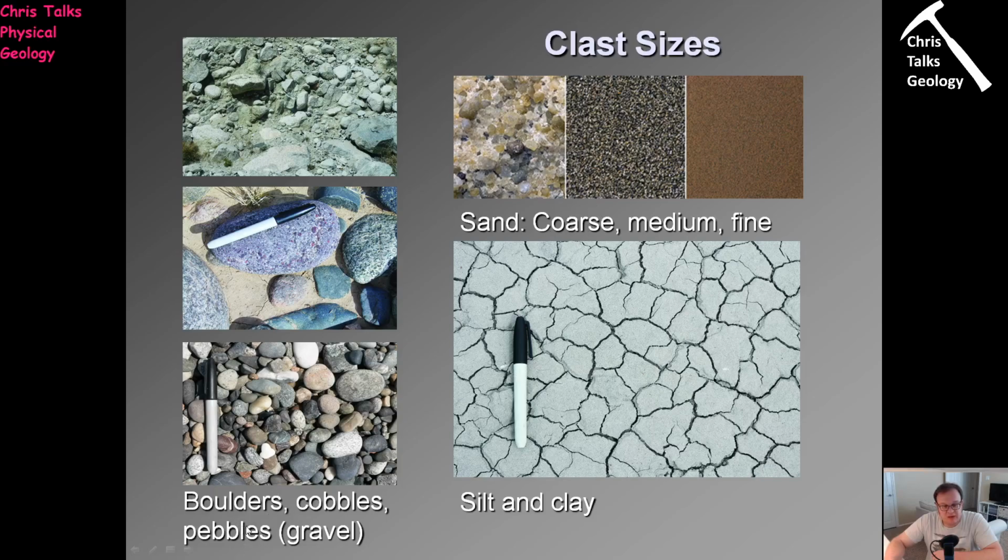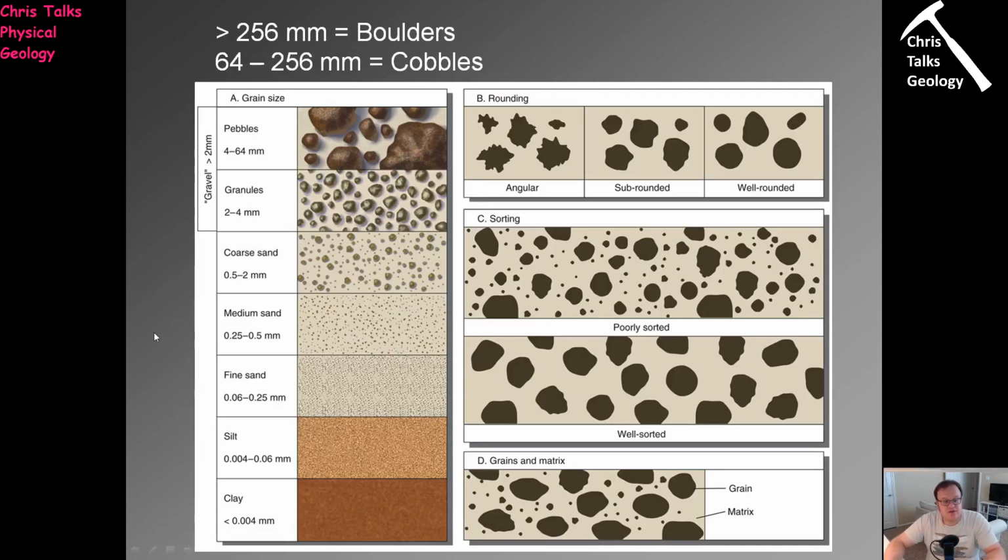Then we have pebbles, also referred to as gravel. I tend to use the term gravel personally. Then we have cobbles, and then we have boulders. Each one of these terms has a size range associated with it. So here we go. You can see clay, silt, fine sand, medium sand, coarse sand, gravel, and here we have cobbles and boulders. Each one of these types of sediment, or sizes of sediment, has a size range associated with it.